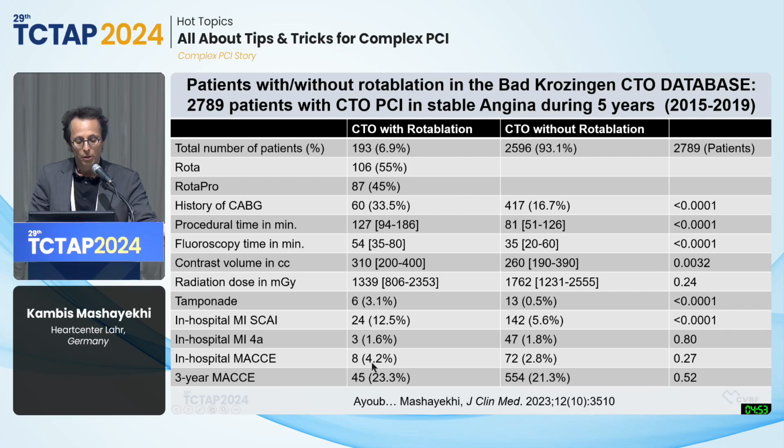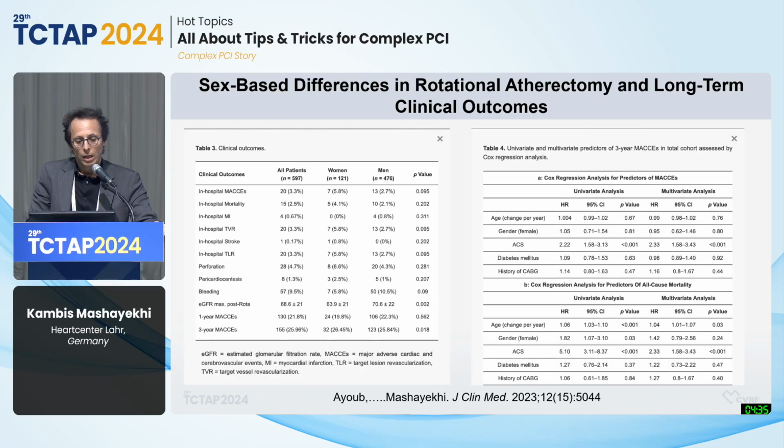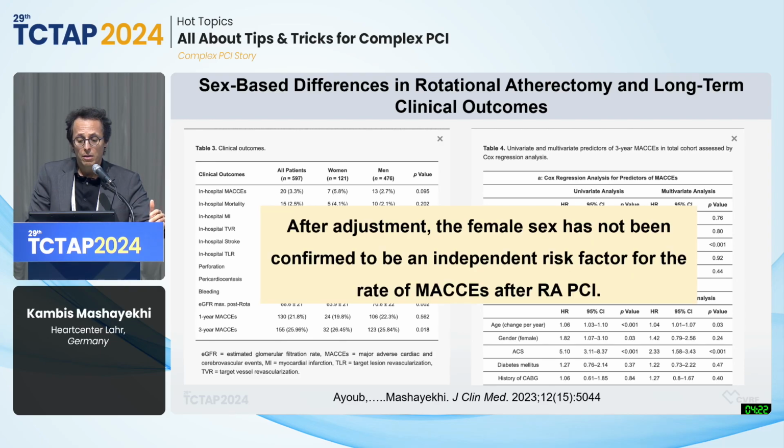But interestingly, after 3 years, there's no difference in MACE rate compared to Rota or no Rota when you treat CTO PCI. And here you see the increase of rotablation usage up to 2019, going up to 14.1% with similar one-year MACE rates. So we also analyzed the sex-based difference. You know, sex-based differences are sexy nowadays, and we know that women have almost worse outcome in PCI, but we didn't find any difference in the rotablation cohort when we compared female versus male.